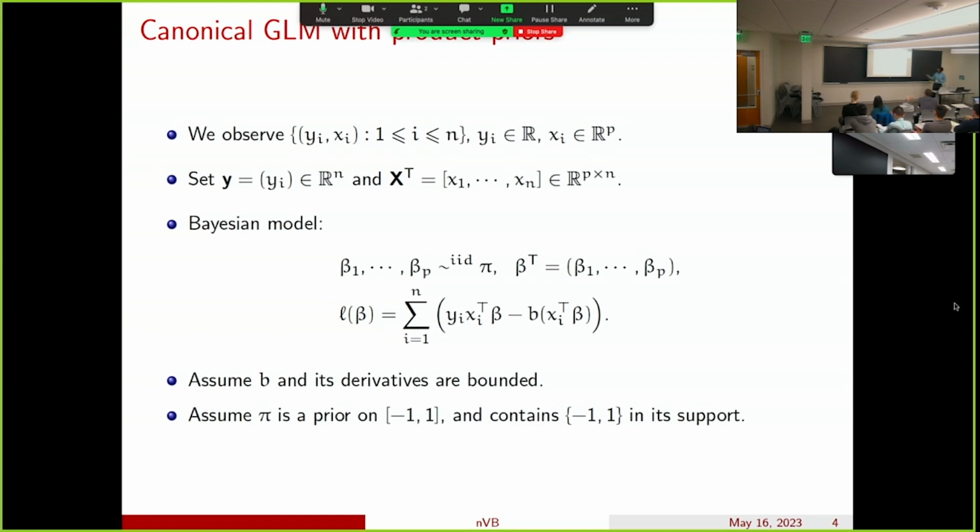So the Bayesian model that I fit to the data is that I imagine my coordinates are IID from some prior pi, and then my log likelihood, this little l, basically represents the log likelihood for the model. It necessarily, for a canonical GLM, has this form. This function B is the cumulant generating function for the model. For logistic regression, it has an explicit form. And throughout our analysis, we'll assume that this function B and its derivatives are nice. One other technical assumption that I'll make for the moment, which is a restriction coming from our proof strategy, is that my prior is supported on a bounded set. As long as I make that assumption, there's nothing special about the specific interval; I'll just assume that it's supported on some interval minus M to M.